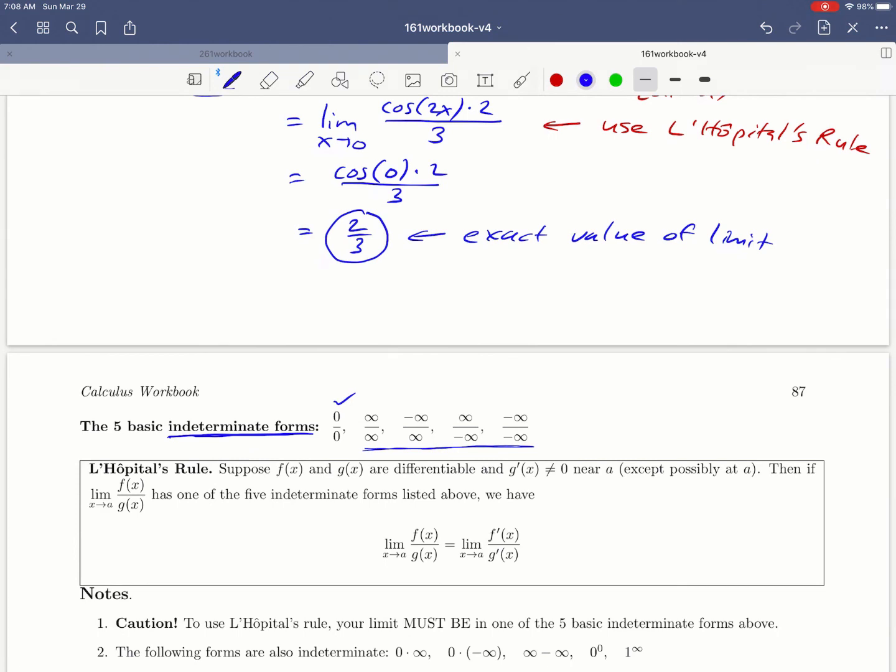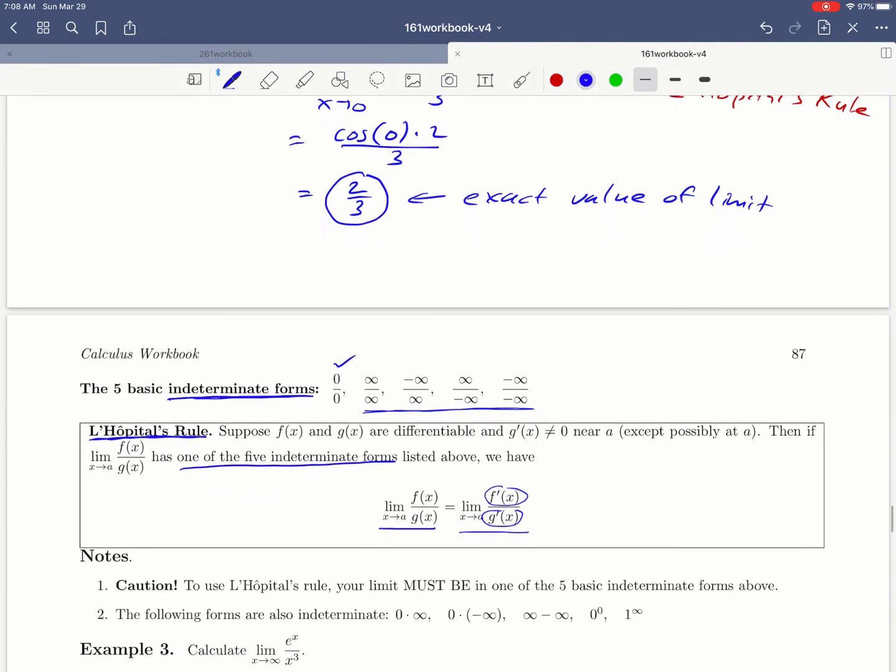So here's what L'Hopital's rule says. It basically says that if we have one of the indeterminate forms listed above, then we can calculate this limit by simply taking the derivative of the top and the bottom, notice the f prime of x and the g prime of x, and just repeating the limit and hoping that by taking that derivative, we've turned our limit into something that we can more easily calculate. That's the idea. We're going to do a number of examples involving that.